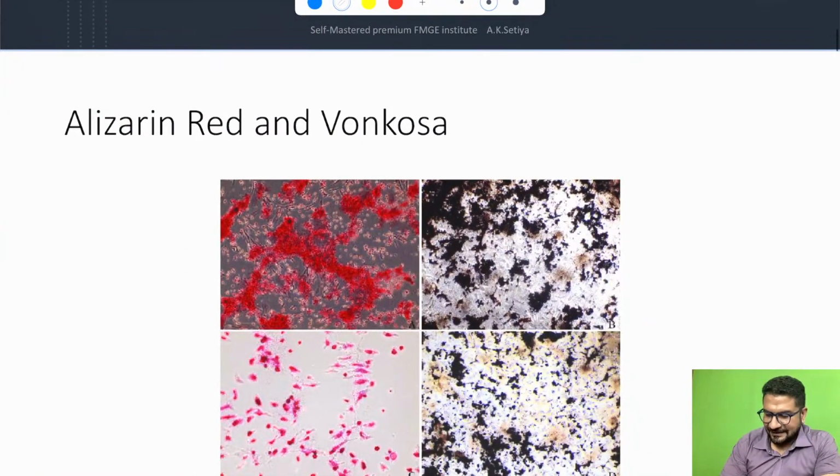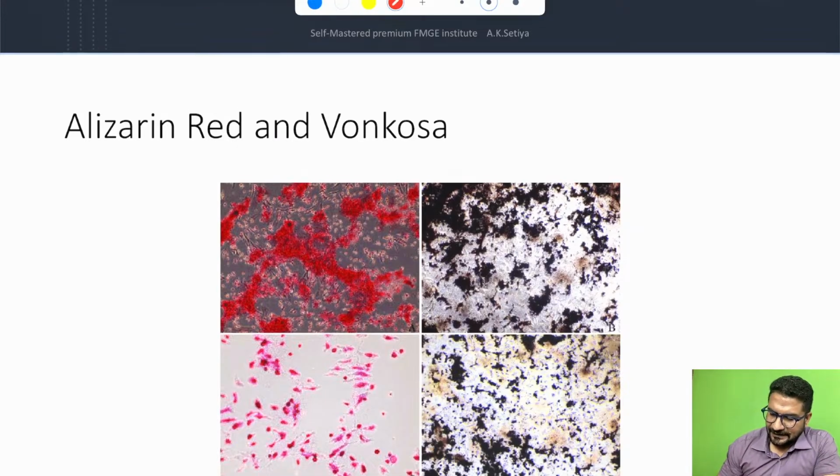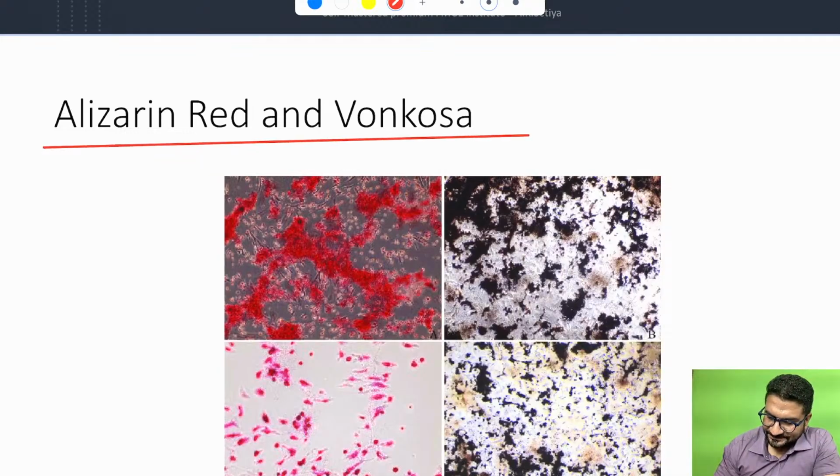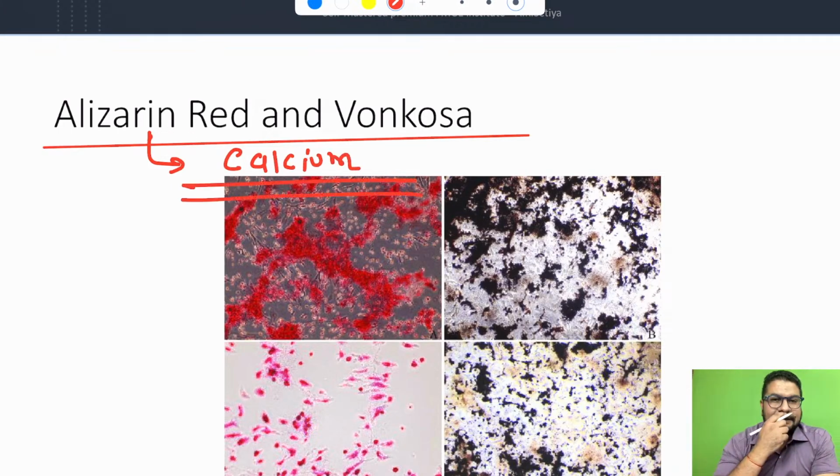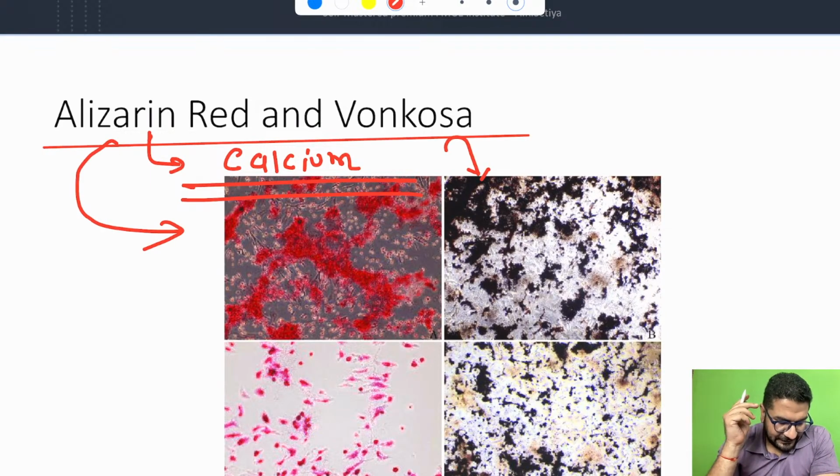Okay, coming to alizarin red and von Kossa. You can see this red color is alizarin red and von Kossa. These are the two stains. Tell me, what are they used for? These two stains, alizarin red and von Kossa, are used to stain calcium. The red one is alizarin red and the black one is von Kossa. Anyone? Yes, these are for calcium.